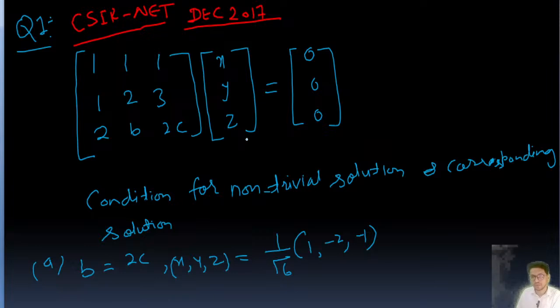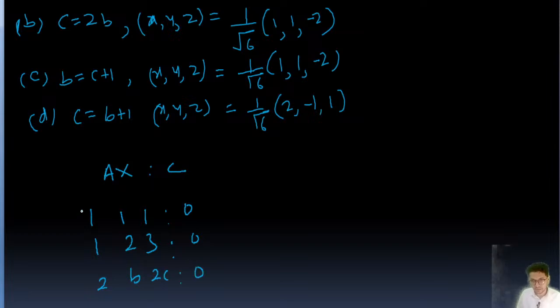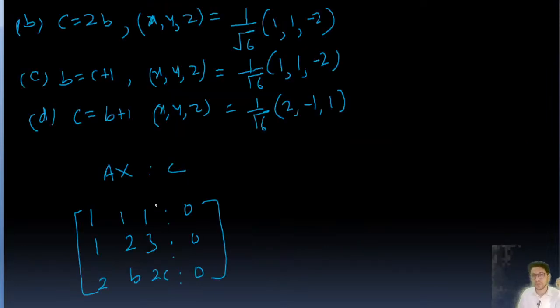Well, I'll solve it now. The solution is: first we'll write it in the form AX equal to 0, with A as the matrix with rows 1 1 1, 1 2 3, and 0 2b 2c. So we have written this in this form.